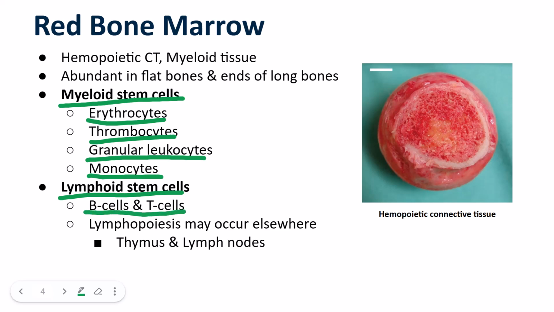Although lymphopoiesis, which is the development of lymphocytes, may occur elsewhere, such as in the thymus gland, where we have mitosis and immunocompetence of T cells, and within lymph nodes, where we have the expansion of T cells and B cells through mitosis after they have encountered an antigen.